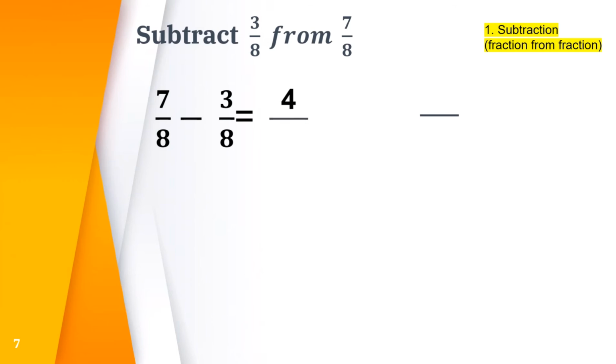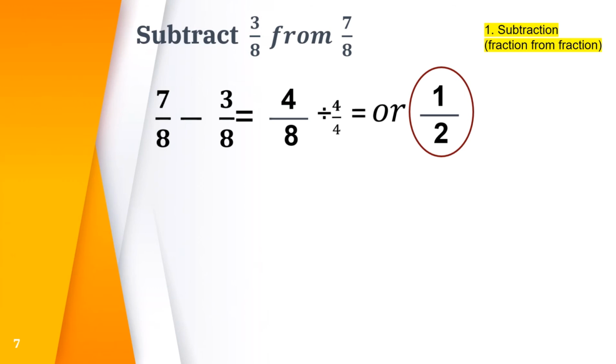And then, copy natin yung common denominator nila na 8. And then, i-analyze natin kung ang 4/8 ba ay nasa lowest term na. Since hindi, iisip tayo ng greatest common factor ng 4 at 8. And that is 4. So, 4 divided by 4 equals 1. 8 divided by 4 equals 2. So, 7/8 minus 3/8 equals 1/2.